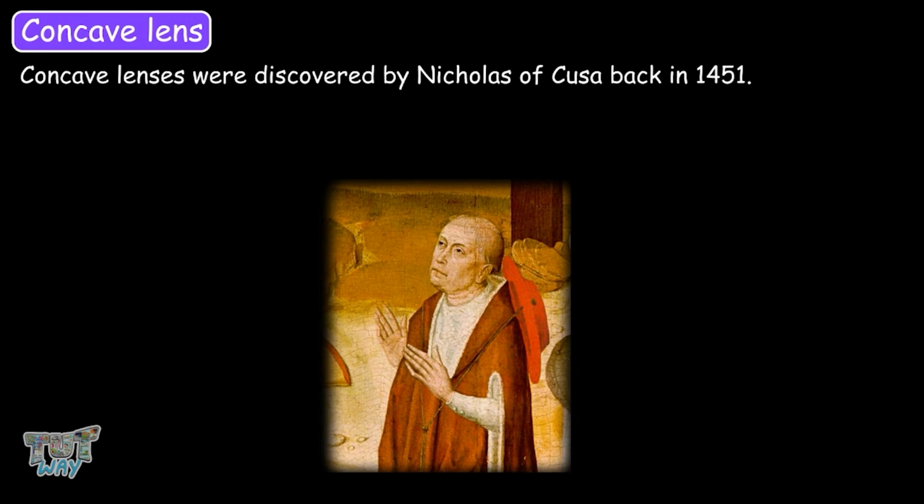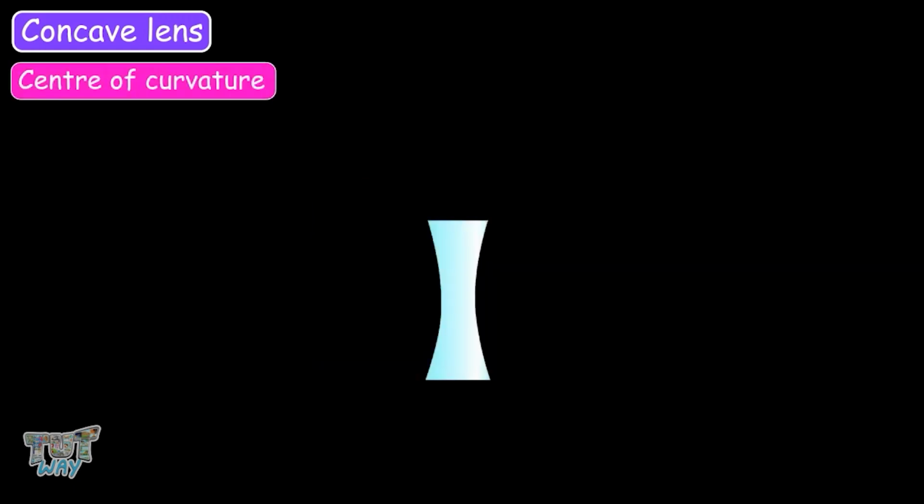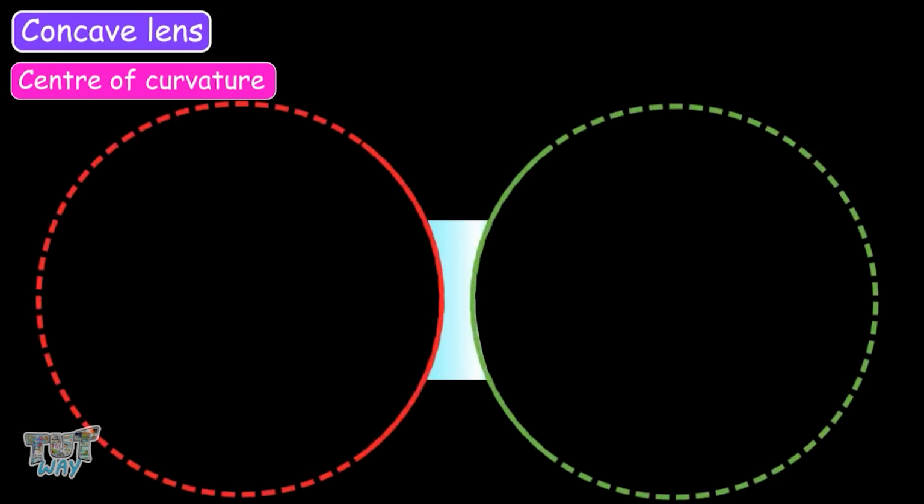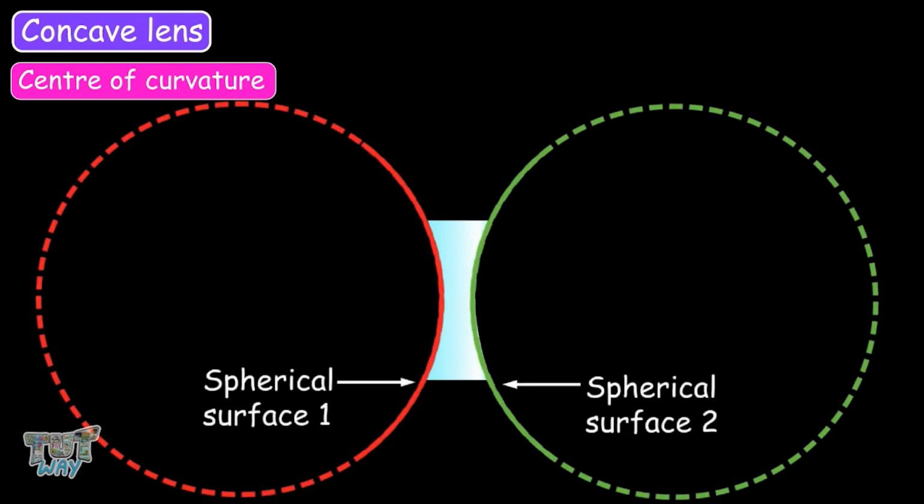Now, let's discuss the various terms related to the concave lens. The first term is the center of curvature. Concave lenses have two spherical surfaces. Let's name them as spherical surface 1 and spherical surface 2. Spherical surface 1 is part of a sphere and has center C1, and spherical surface 2 is part of a sphere and has center C2. The centers of these spheres are called centers of curvature of the lens.